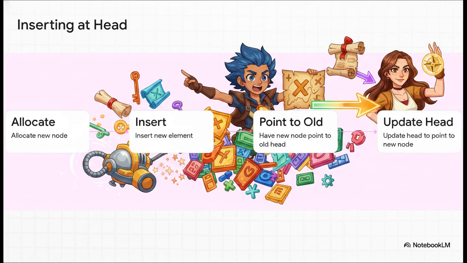Because we're literally just following clues, adding a new starting point to our scavenger hunt is blazingly fast. To add a new start, we just hand out a new clue to our players. We write down the location of the old starting point on it and tell everyone, hey, start here instead. The computer memory updates instantly. No shifting a million records down the line. Boom, done.